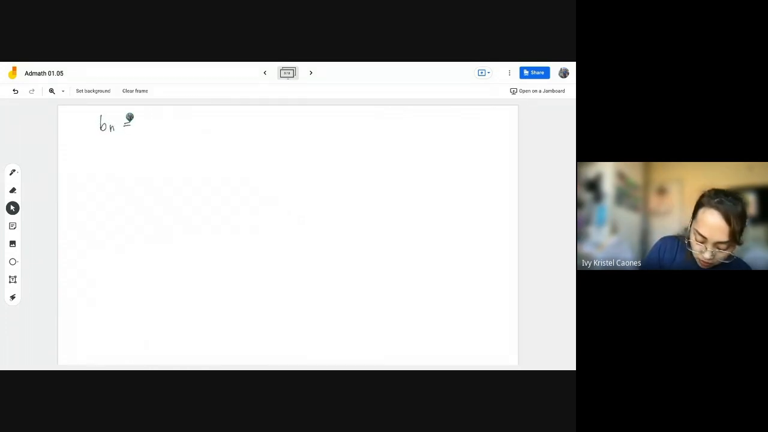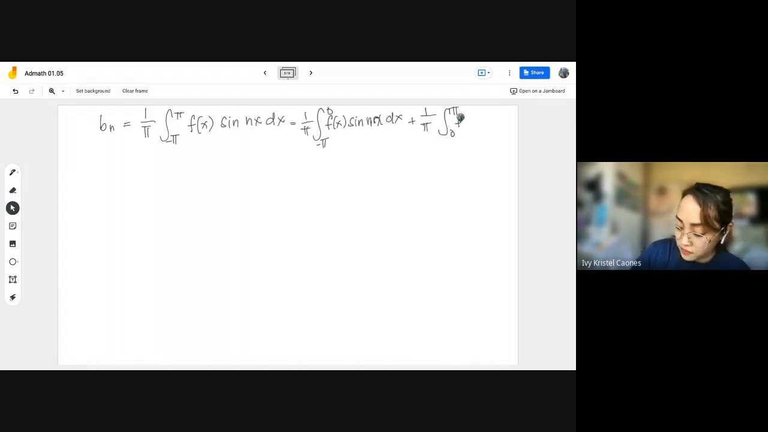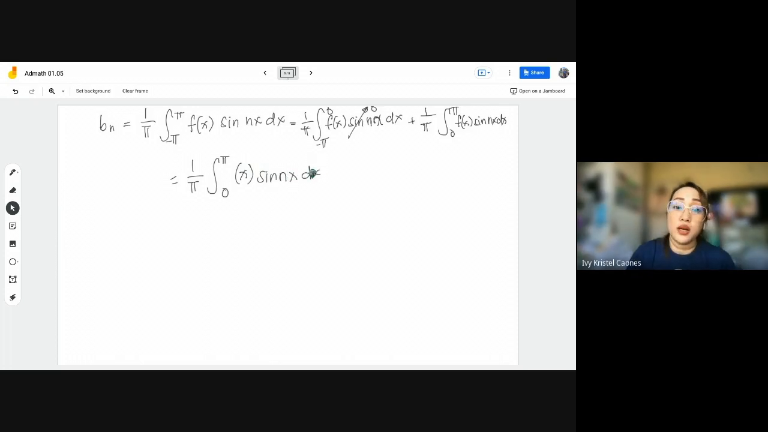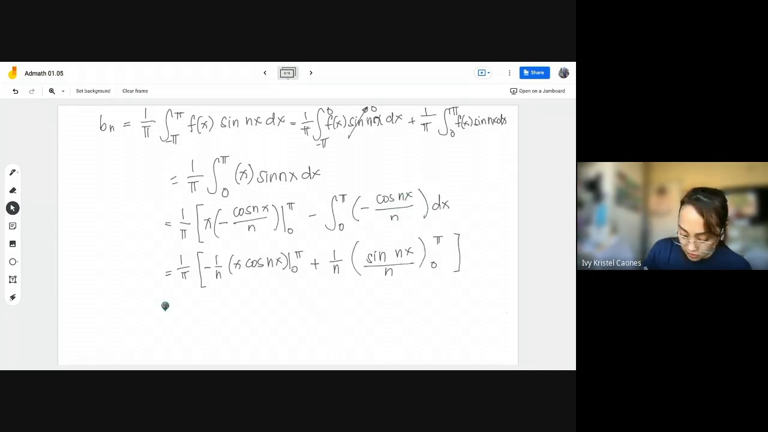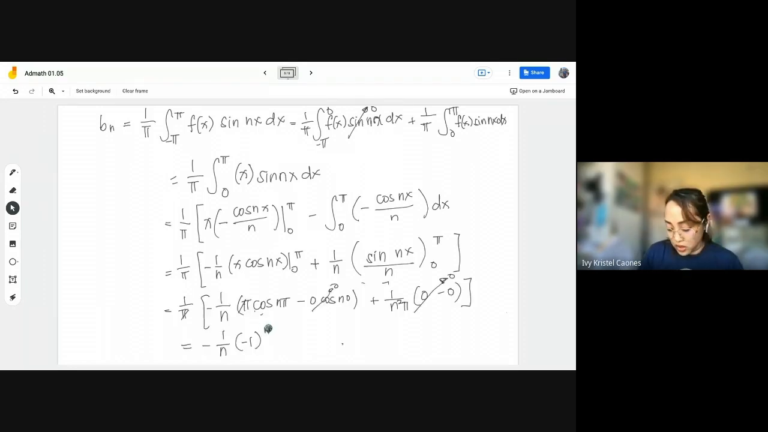b sub n will be equal to 1 over pi integral of function of x sine nx dx. This part is 0 already, so we'll give you 1 over pi integral from 0 to pi of x sine nx dx. So, integration by parts again. Okay, so we'll give you negative cosine nx over n dx. So again, review your integration. Cosine pi is negative 1, cosine 0 is 1. So that means your b sub n will have two conditions as well: negative 1 over n if n is even, and positive 1 over n when n is an odd number.